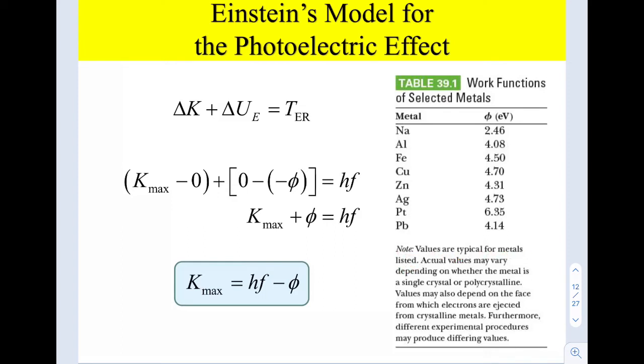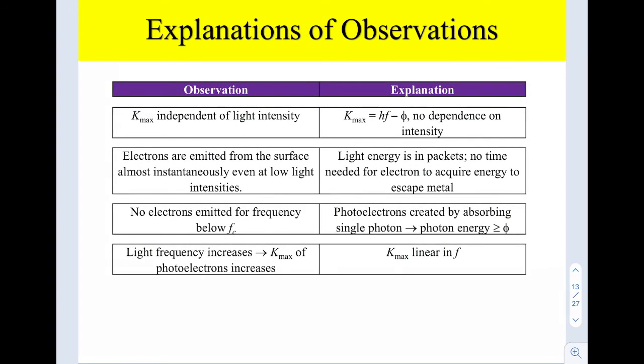Note here, values are typical for the metals listed. Actual values may vary depending on temperature, because temperature plays a role in the vibration of atoms, and whether the metal is a single crystal or polycrystalline. Values may also depend on the phase from which electrons are ejected from crystalline metals. Furthermore, different experimental procedures may produce different values. But for your level, we consider this a constant value.